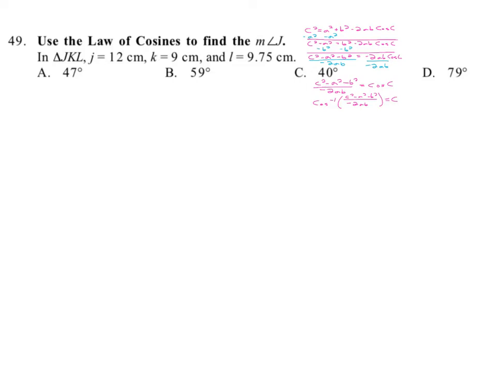Instead of doing that, let's just go back to what we know, which is this. c squared equals a squared plus b squared minus 2ab cosine c. And then we're going to sketch out a triangle over here, and we're going to see what we know.